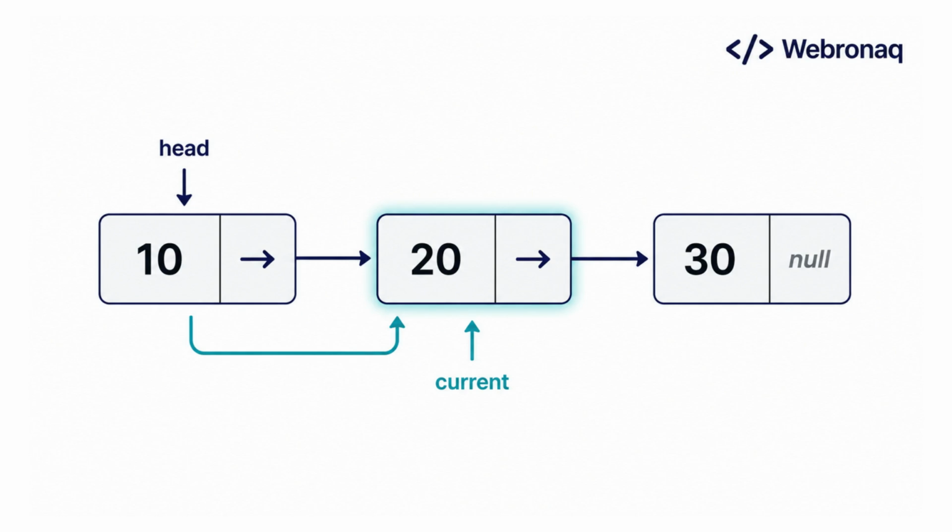To traverse this list, we start at the head node. That's our entry point, and we follow the pointers one by one. We land on 10, read it, then follow the arrow to 20, read it, then follow the arrow to 30. When we reach the node whose pointer is null, we know we're done. The movement is pointer-based, not index-based, but the core idea is identical. Visit every node in order exactly once. Next, we'll see how traversal changes when a structure branches into a tree.